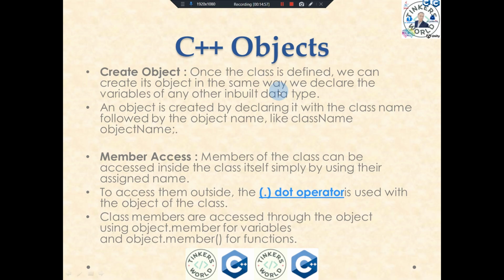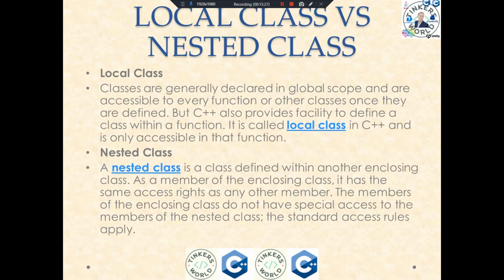Next one, member access. So these are the members of the class that can be accessed inside the class itself simply by putting their assigned name. And then to access them, we're going to put that operator for that specific object of the class. Class members are also accessed through the objects using object.member for variables, such as object.member, and open and close parentheses for functions.